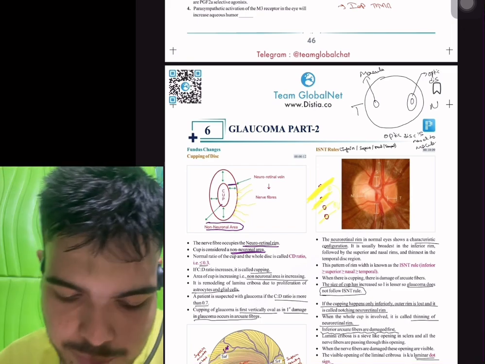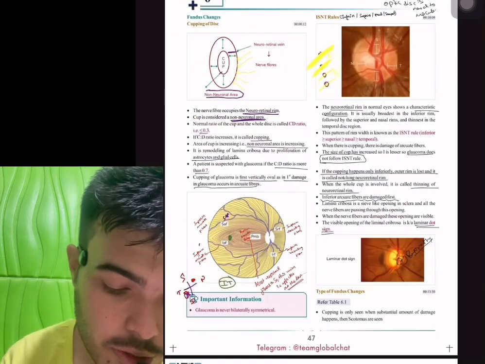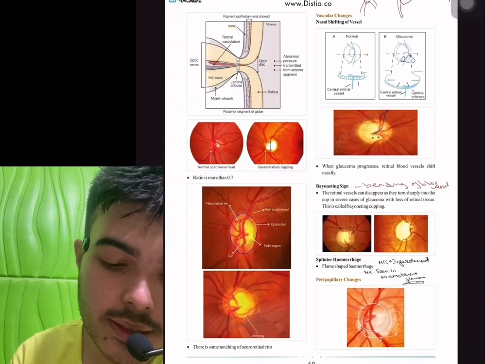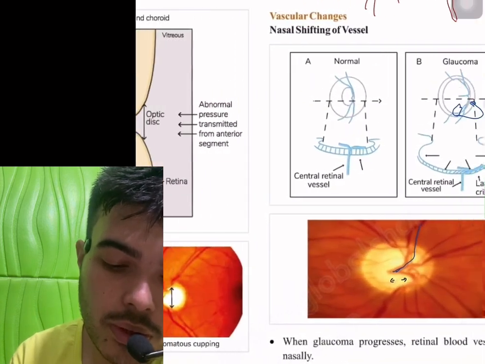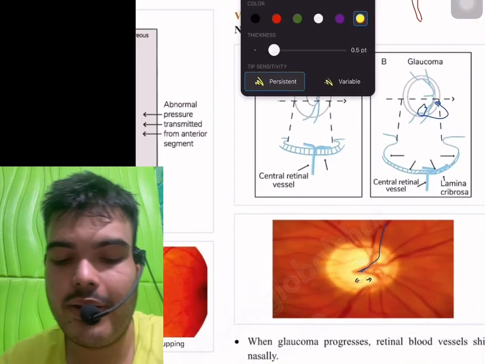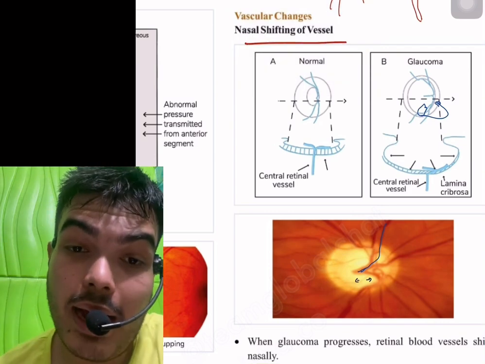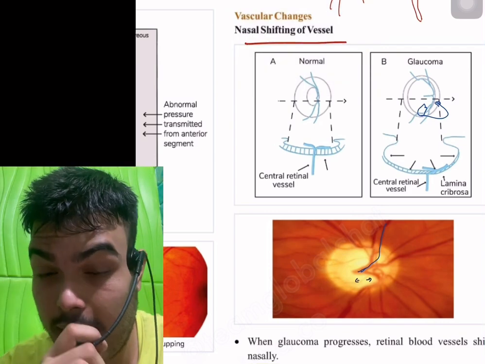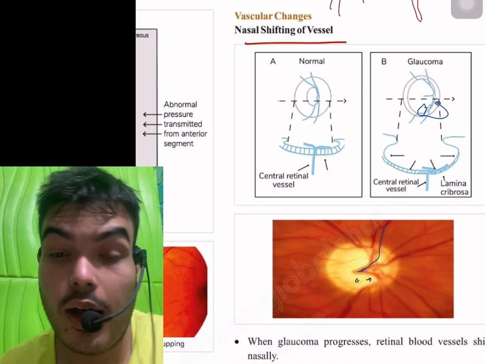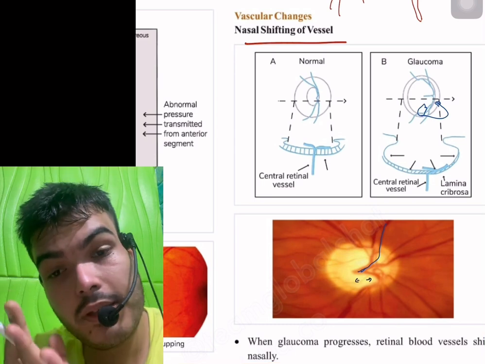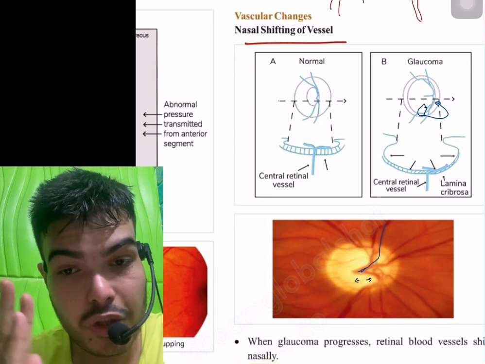So that's the thing. Now let's talk about other important components. One is the nasal shifting of the blood vessels. What is this nasal shifting of the blood vessels? There is nasal shifting of the blood vessels, and there is one bayonetting sign. Okay, bayonetting sign and nasal shifting of the blood vessels are important hallmarks which are important for you to understand. Nasal shifting of the blood vessels means the blood vessels will shift nasally.